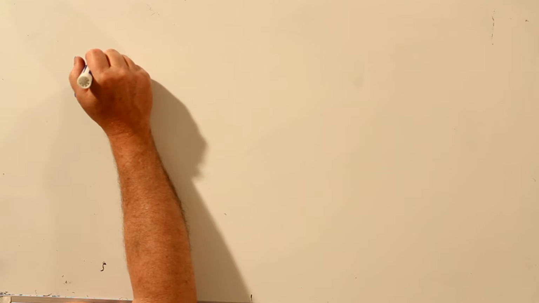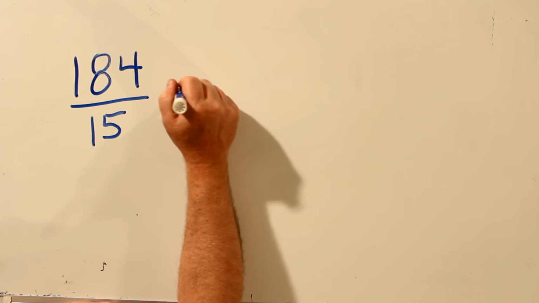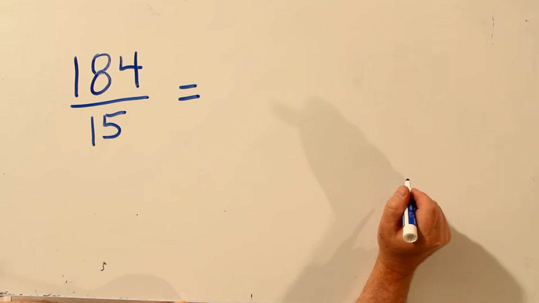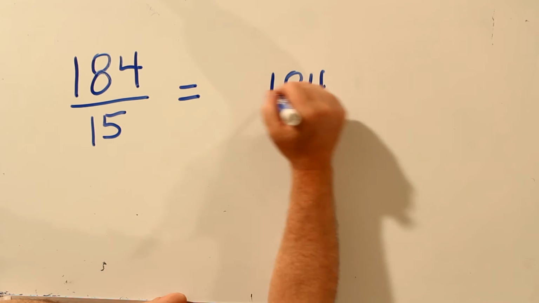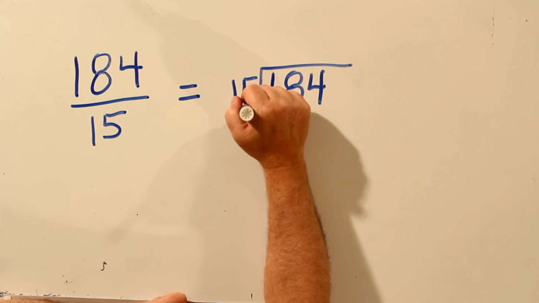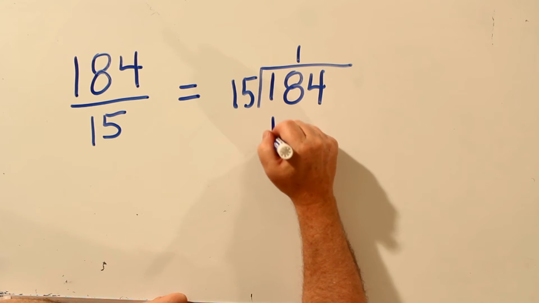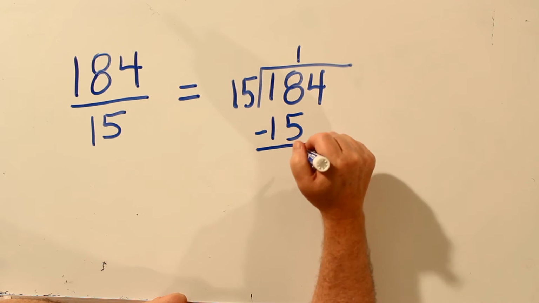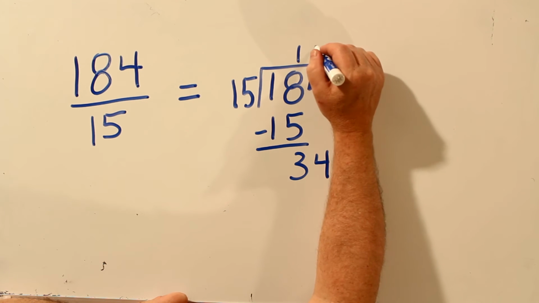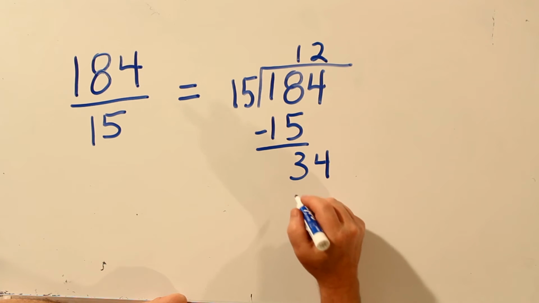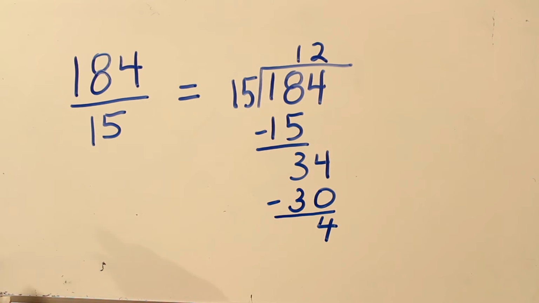Let's do 184 over 15. And I'm not going to give you the answer just yet. We'll do it the long way and figure it out. 184 divided by 15. 15 in our long division goes into 18 once. 1 times 15 is 15. Subtract. Remainder is 3. Bring down our 4. 15 into 34 is 2. 2 times 15 is 30. Subtract. Remainder 4.